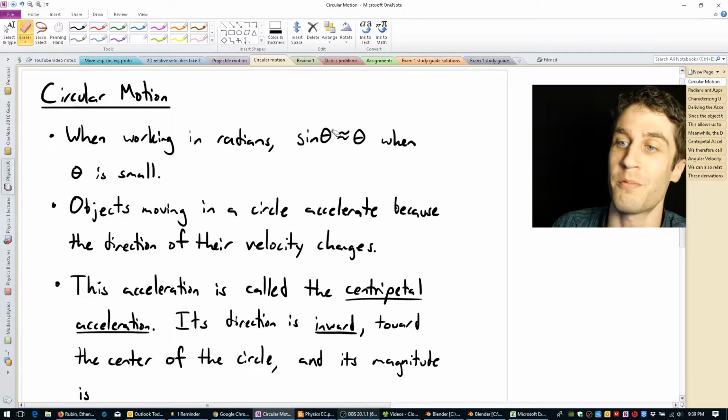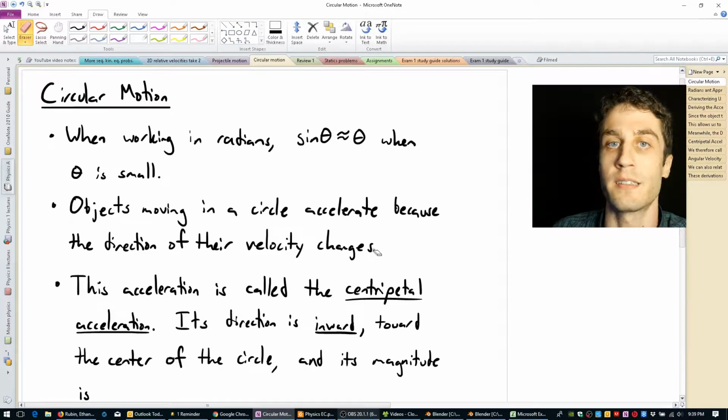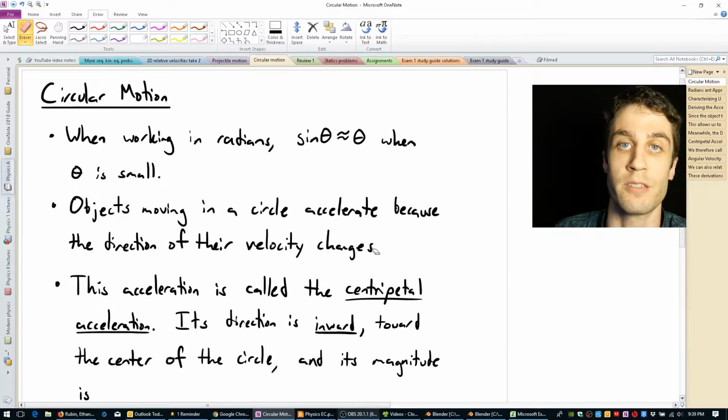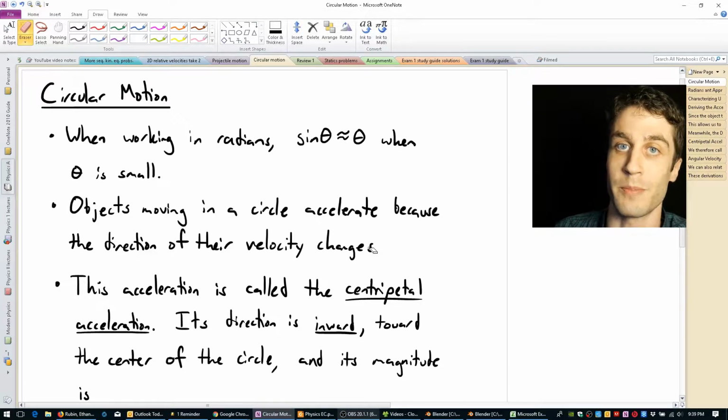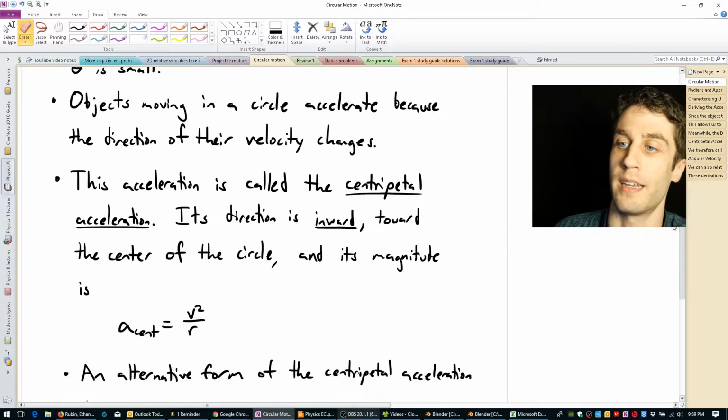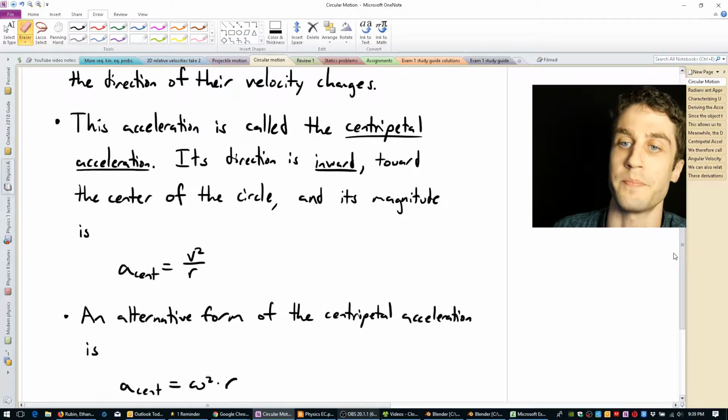So, when working in radians, I'd like you to know that the sine of theta is approximately equal to theta, as long as theta is small. Objects moving in a circle accelerate because the direction of their velocity changes. Velocity consists of both a magnitude and direction. It's a vector quantity. And so if the velocity changes, either its magnitude or direction, then it must be accelerating. And so we'll see that we have an acceleration that isn't associated with a change in speed.